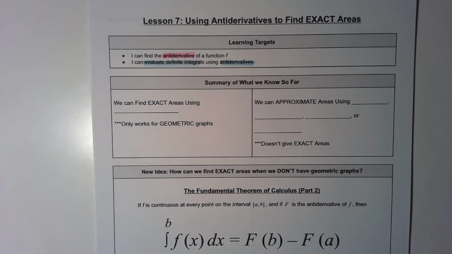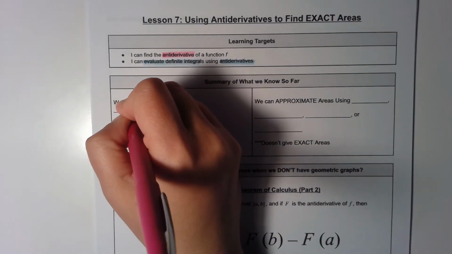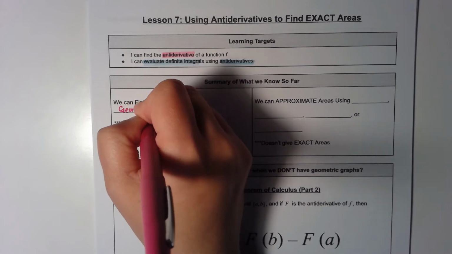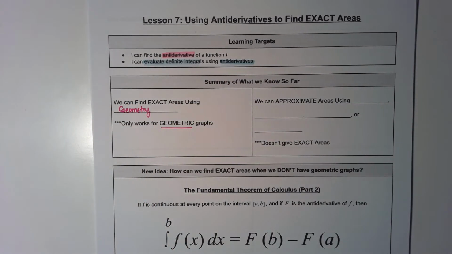Here's what we know so far. We know that we can find exact areas using geometry. But the downfall of this is that it only works for geometric graphs that are nice semicircles, lines, rectangles, triangles, trapezoids, stuff like that.